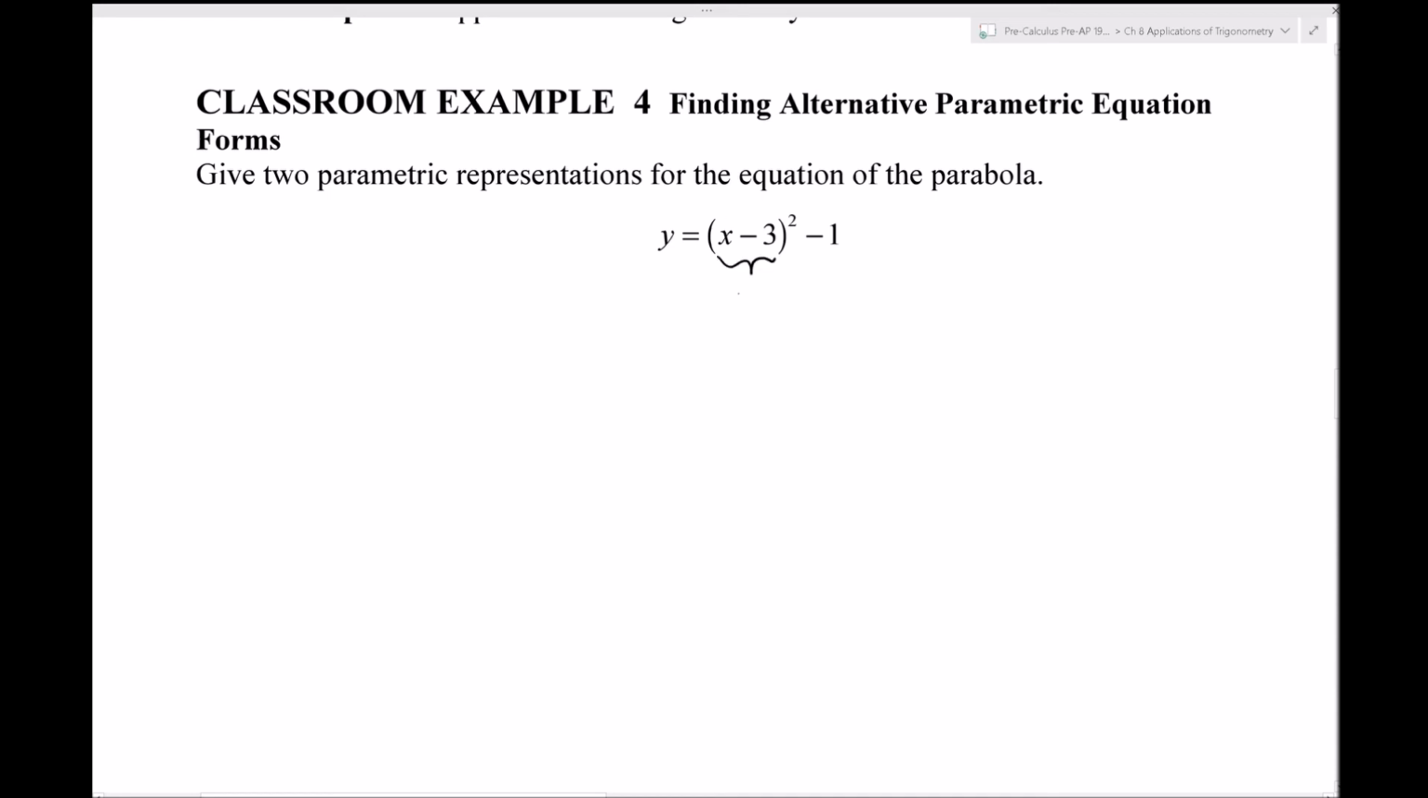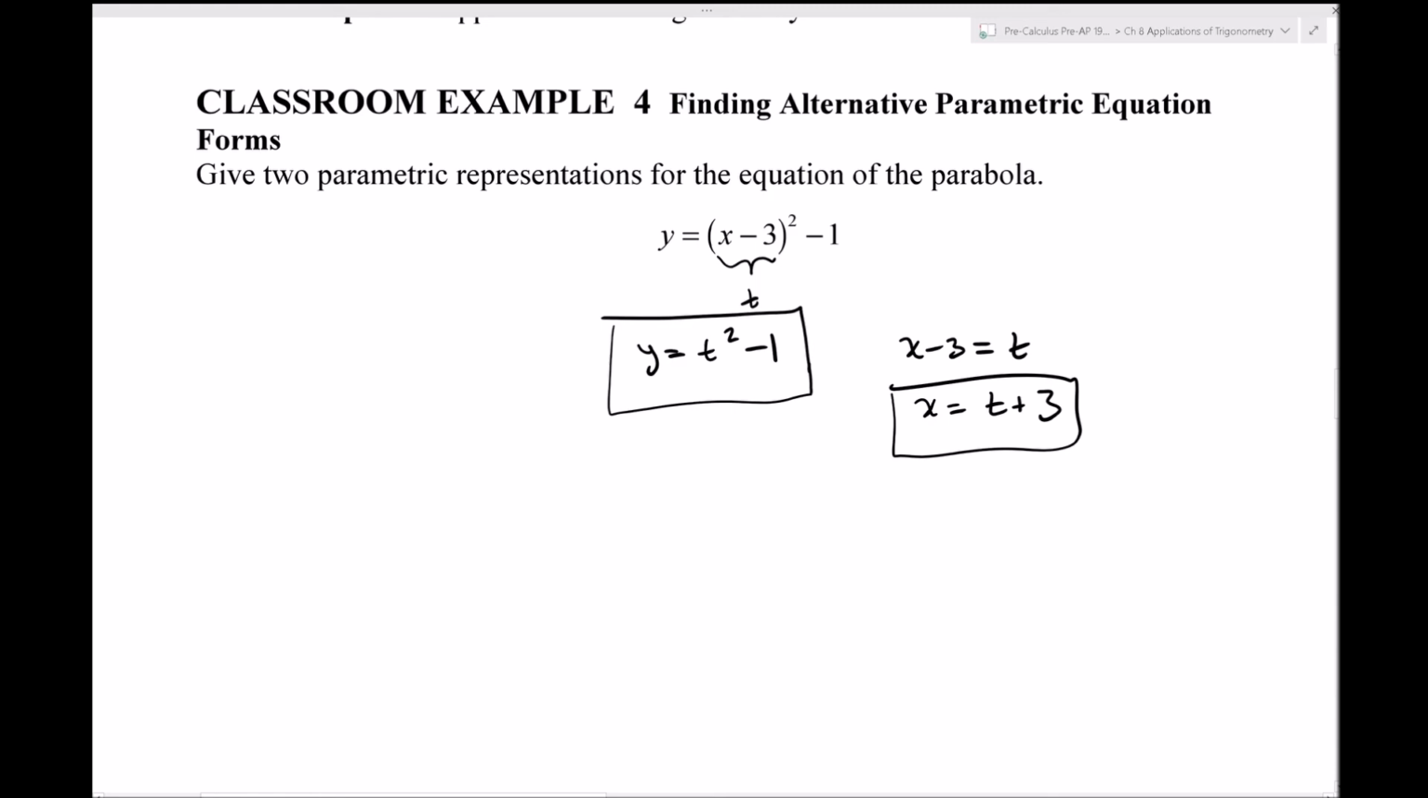Take this to be t. So you get y is equal to t squared minus 1. And x then, which is kind of weird. X minus 3 is equal to t. Solve for x. X is equal to t plus 3 then. Those are my equations. And that's it.